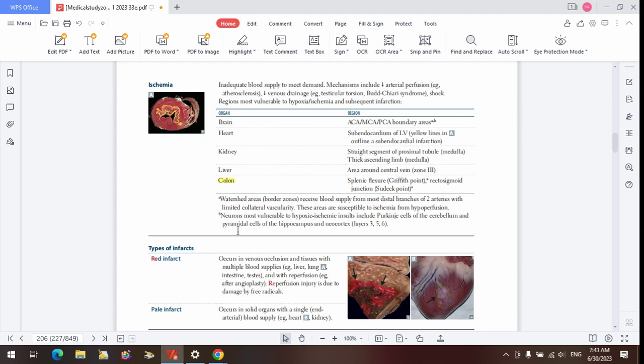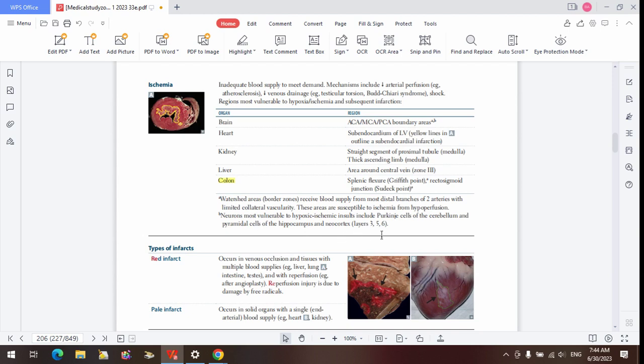So there are some neurons that are particularly vulnerable to this hypoxic ischemic insult. Actually, I just don't want to go through the process of explaining. I think we just need to pump it to you guys, because the process is somewhat long. But okay, let's list those areas first: the Purkinje cells of the cerebellum, the pyramidal cells of the hippocampus, and the neocortex.